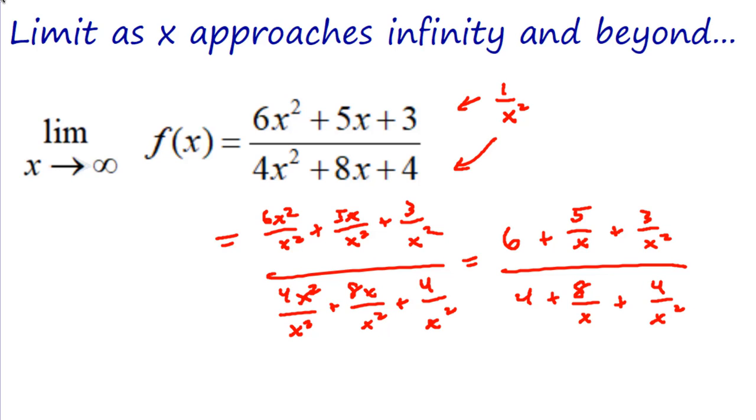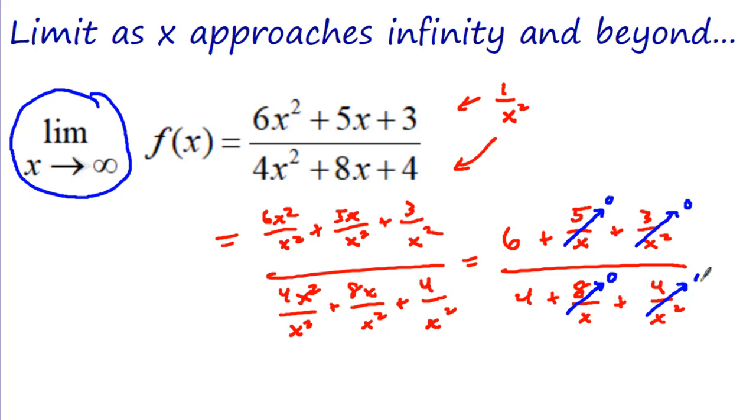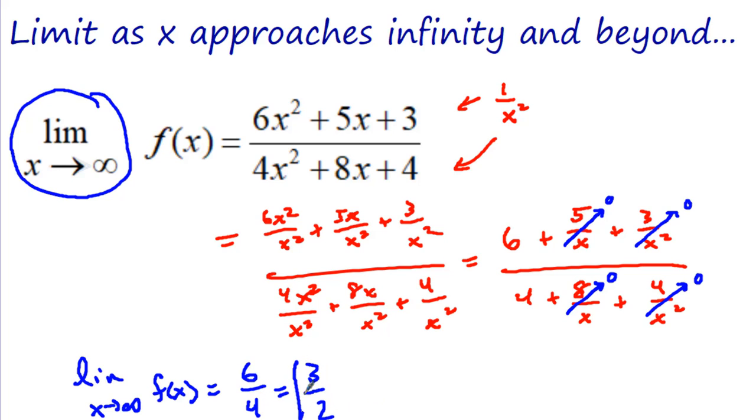Now remember, what are we doing to this? We are taking the limit as x approaches infinity. So as x gets closer and closer to infinity, what happens to this number right here? This approaches 0, doesn't it? What happens to this number right here? This approaches 0. What happens to this guy? This approaches 0. What happens to this? This approaches 0. And what are we left with? We're left with the limit as x approaches infinity of this function is 6 over 4 or 3 over 2. And that is my limit.